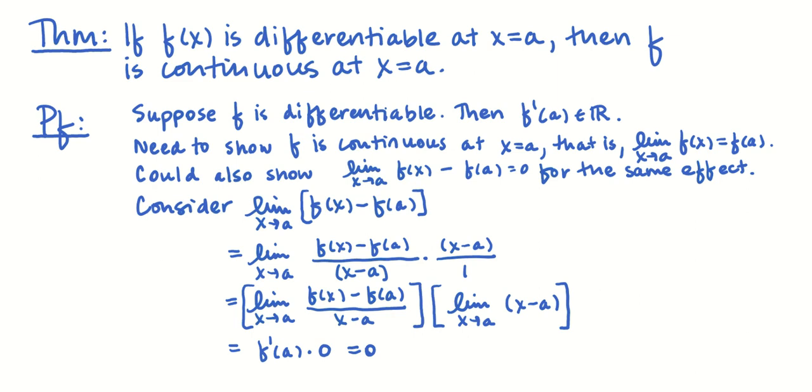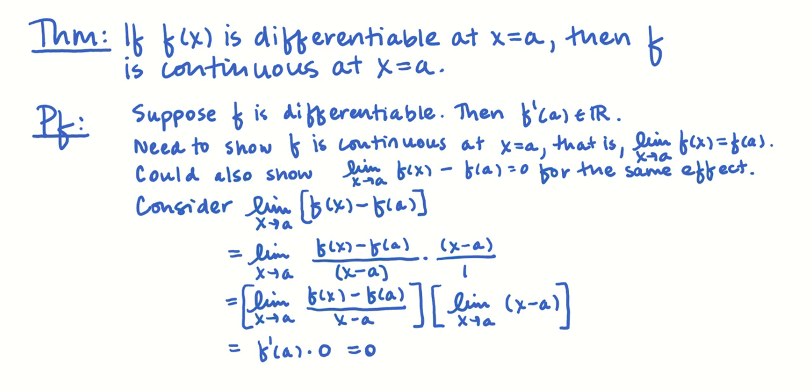All right, so we're going to start off by supposing that f is differentiable. We're trying to show it's continuous, so we're just going to suppose that's true. And that means that f prime of a is well-defined. It's a real number. And we want to show that the function is continuous, which is to say that the limit of the function is equal to the value of the function at the point we're interested in.